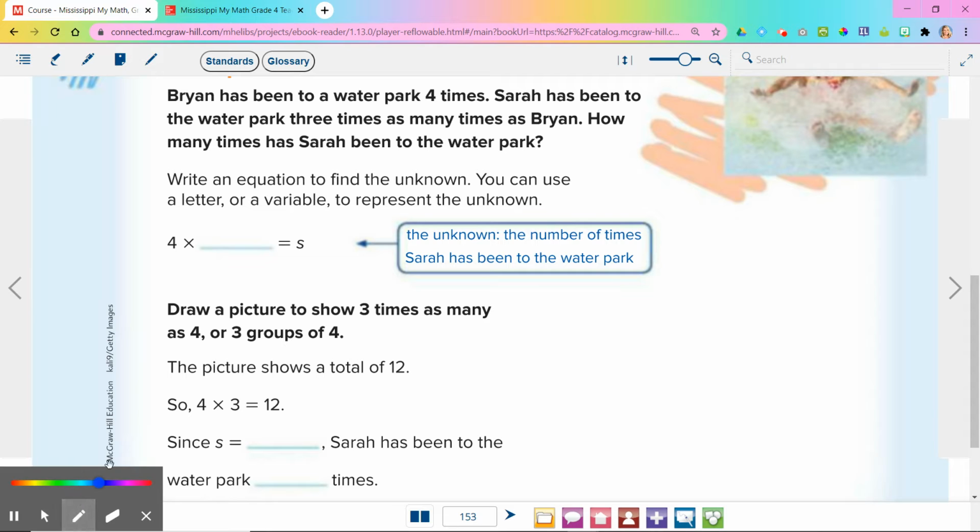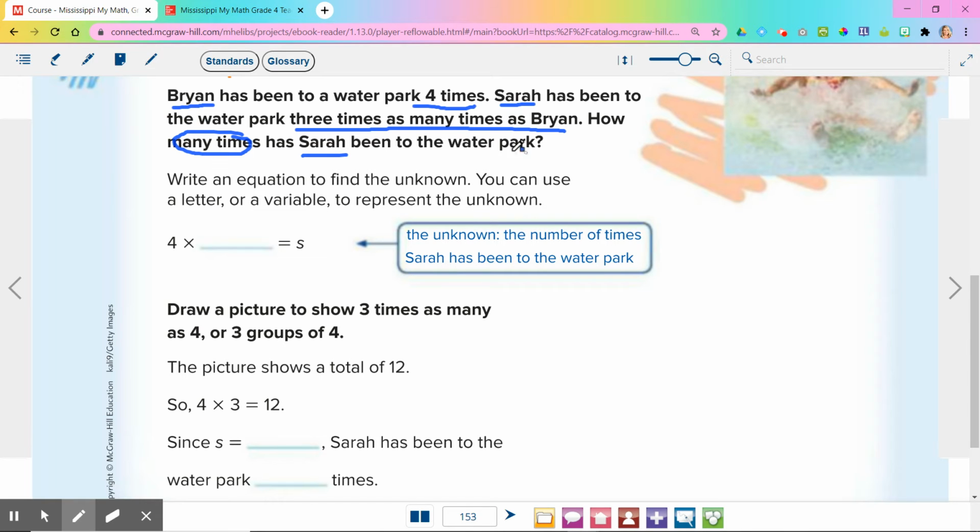All right, so Brian has been to a water park 4 times. Sarah has been to the water park 3 times as many times as Brian. How many times has Sarah been to the water park? So as we're reading, let's go ahead and make up our mind who has more. If Brian's been to the water park 4 times, and Sarah's been to the water park 3 times as many times as Brian, that means that Sarah has been more.